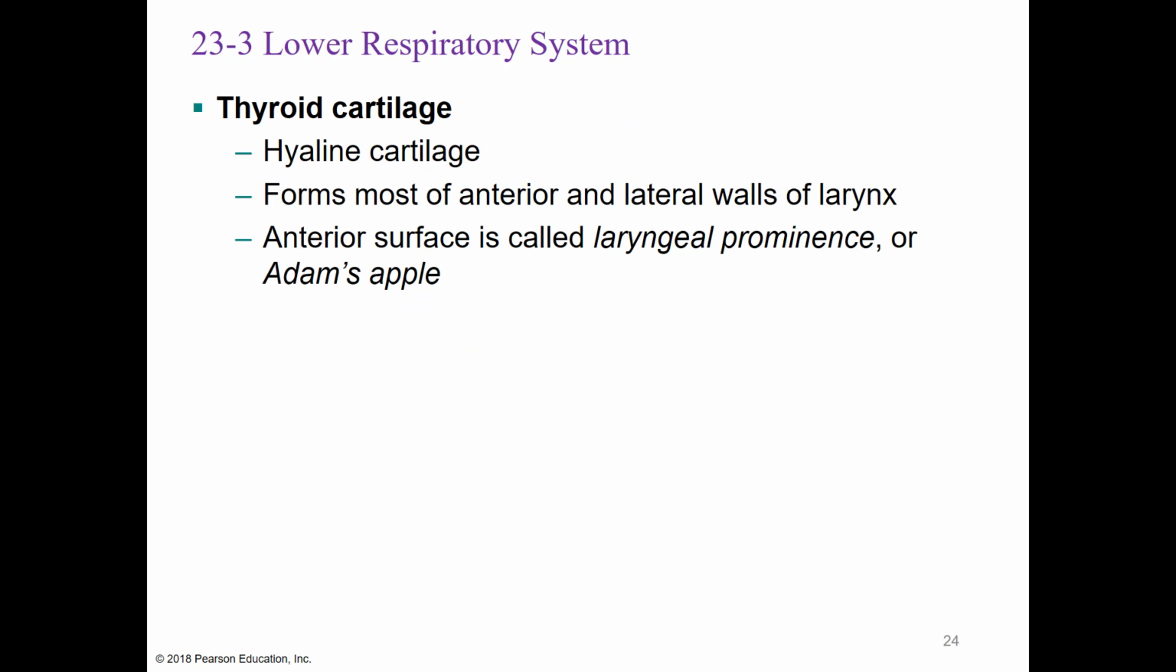So the thyroid cartilage is hyaline cartilage. We talked about that in Anatomy 1. This is a similar cartilage to what you find lining the joints. It forms most of the front or anterior and the side or lateral walls of the larynx. The anterior surface is called the laryngeal prominence or the Adam's apple, which everyone knows it as.